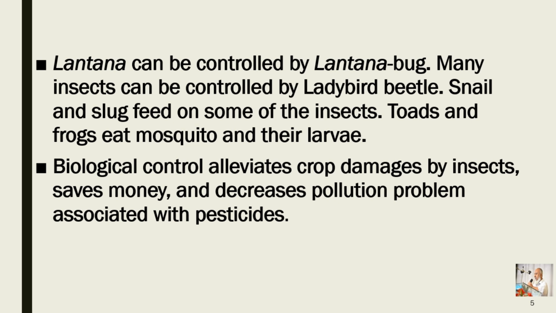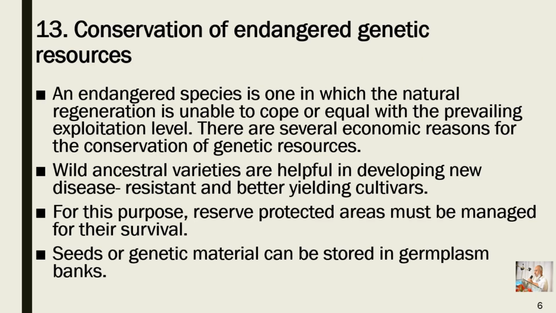Biological control reduces crop damage by insects, saves money, and decreases the pollution problem associated with pesticides, or let's say agrochemicals, which are used on a crop and ultimately move to a water body.